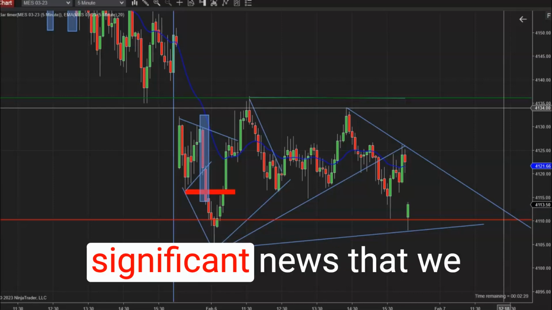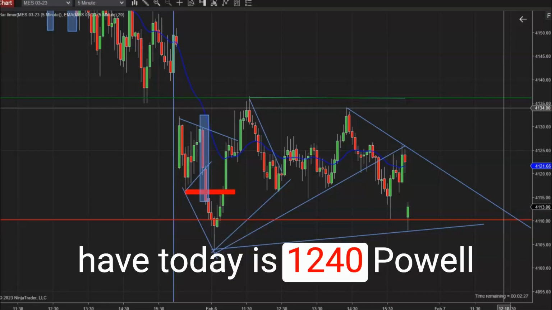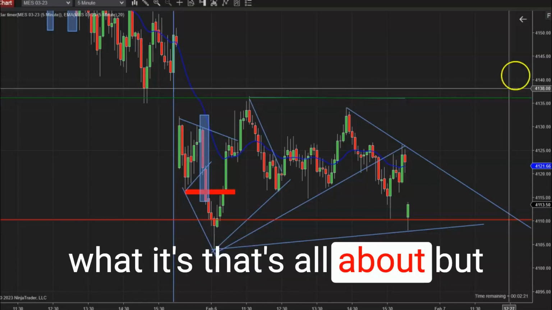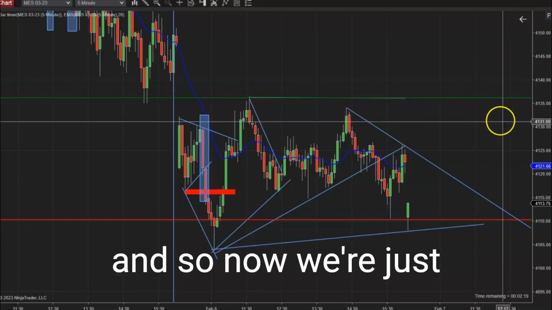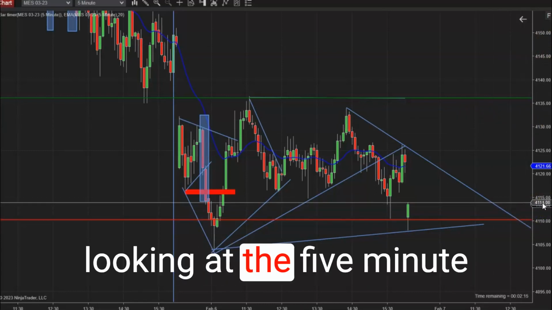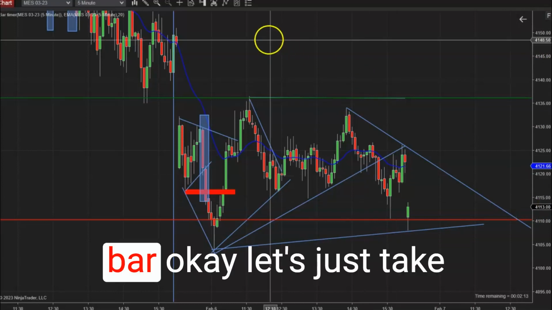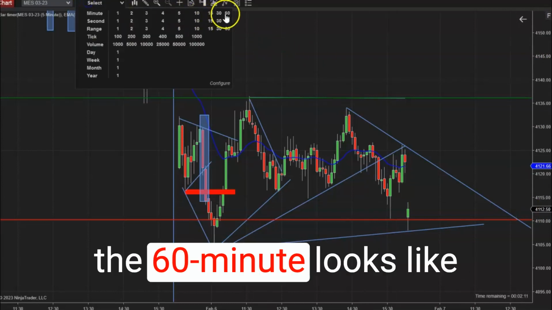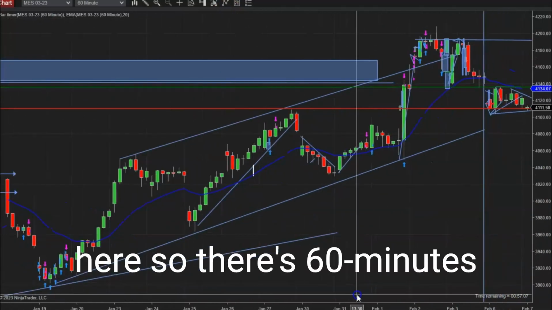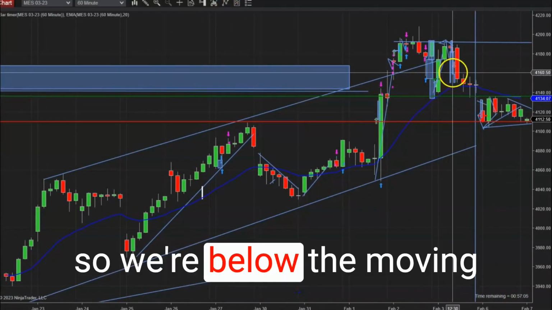It looks like the only significant news that we have today is at 12:40. Powell speaks. I'm not sure exactly what that's all about, but I saw that on the calendar. And so now we're just watching and waiting. We're looking at the 5-minute bar. Okay, let's just take a look at what the 60-minute looks like, just for context, right? So let's see what we have here. On the 60 minutes, we're below the moving average.